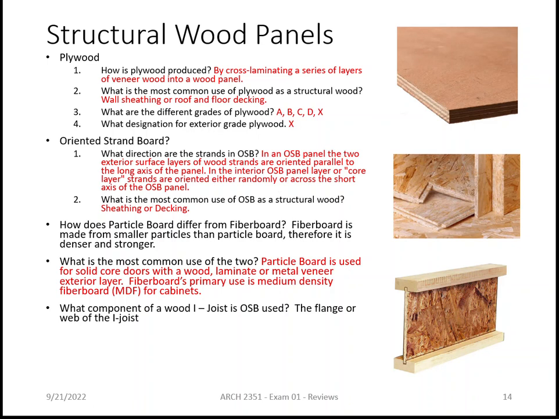How is it graded? There's 5 different grades, right? A, B, C, D, and then X. Okay. If you're going to use plywood for an exterior condition, what symbol do you have to have on it? The X. Okay. If it says CDX, that means one side is a C side, okay, and one side's a D side, right? And then the X means they've used exterior glue. Okay? So it can be used under wetter conditions, exterior conditions. Okay?